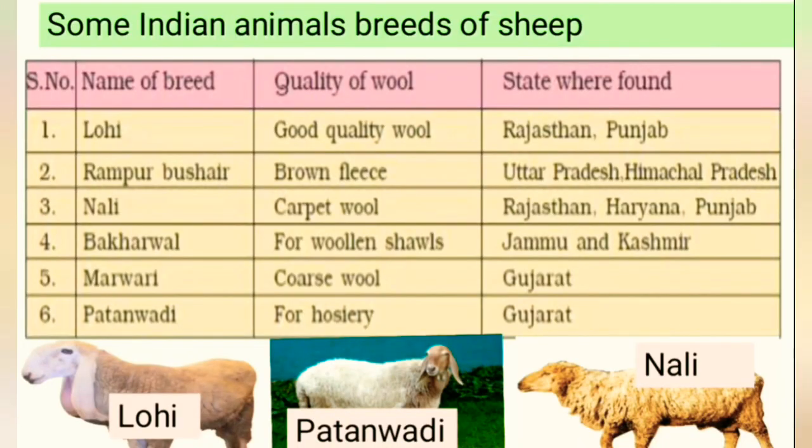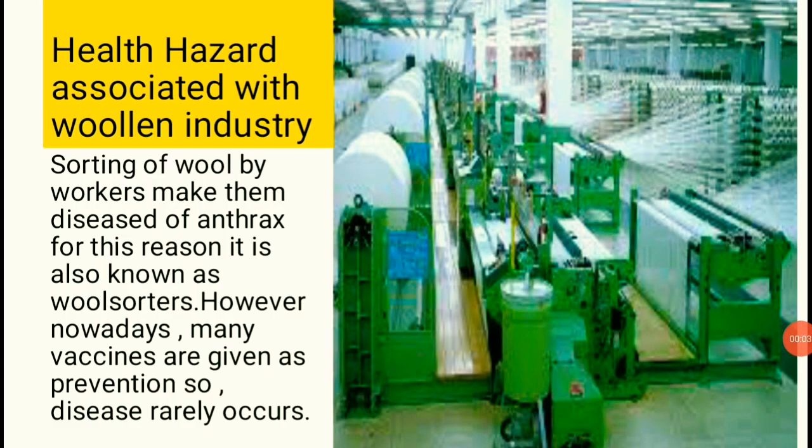Some Indian breeds of sheep. Name of breed, quality of wool, state where found. Lohi, good quality wool, Rajasthan, Punjab. Rampur Bushair, brown fleece, Uttar Pradesh, Himachal Pradesh. Nali, carpet wool, Rajasthan, Haryana, Punjab. Bakharwal, for woolen shawl, Jammu and Kashmir. Marwari, coarse wool, Gujarat. Patanwadi, for hosiery, Gujarat. These are associated with the woolen industry.